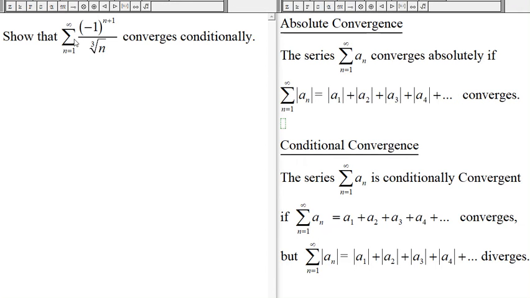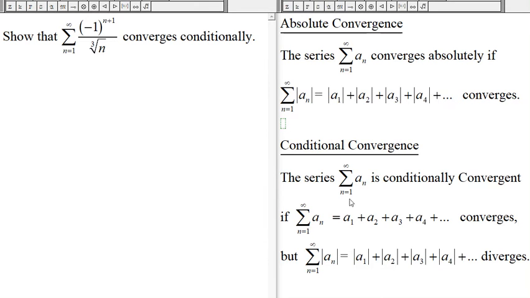Here we have the series of (-1)^(n+1) divided by the third root of n, and we want to show that this alternating series converges conditionally. And here's the definition of conditional convergence.